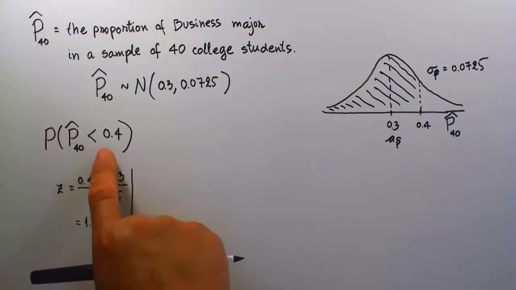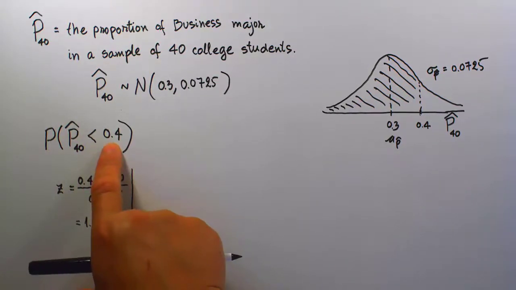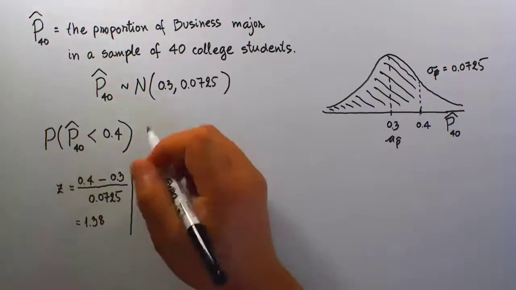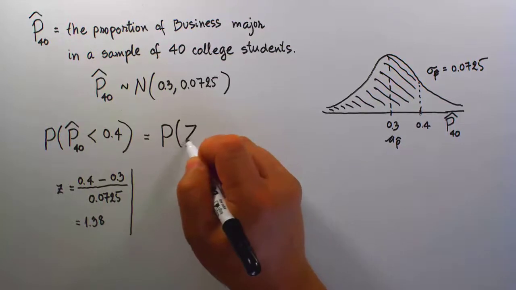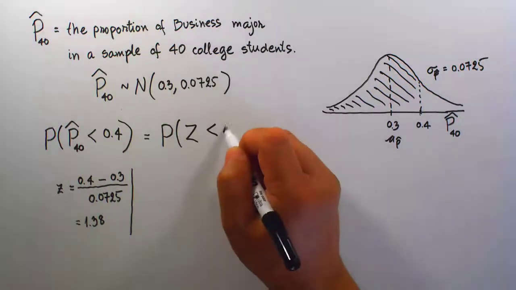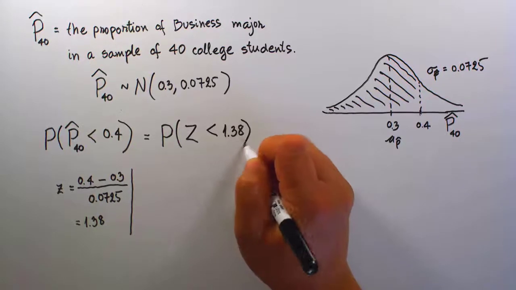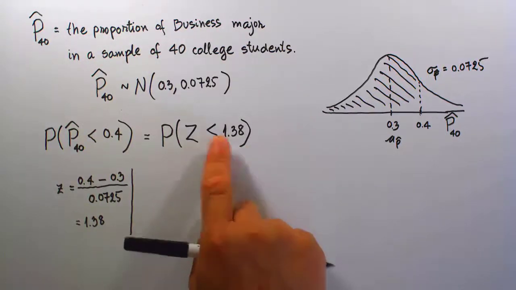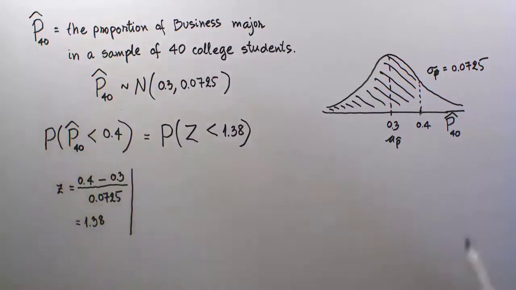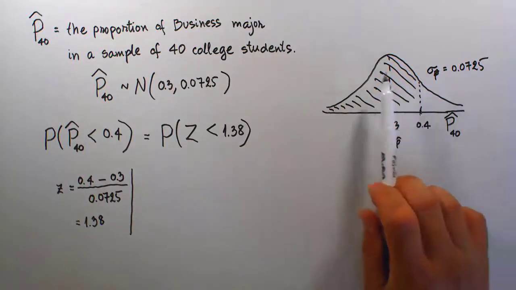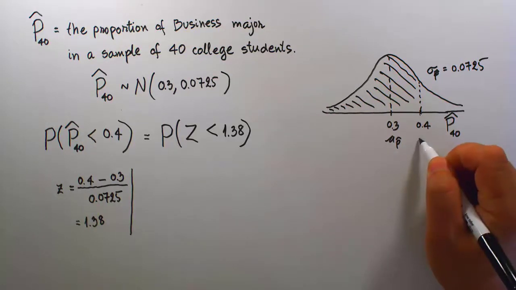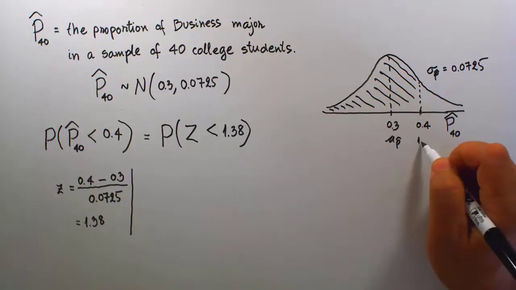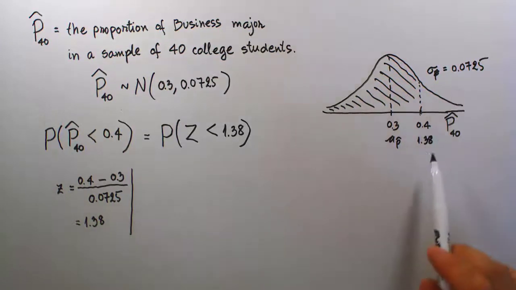Having a sample proportion below 0.4 in our case is equivalent to having a z-score below 1.38 on the standard normal distribution, or this area shaded to the left-hand side of 0.4 would be equal to the area shaded to the left-hand side on the standard normal distribution bell curve at the z-score 1.38.